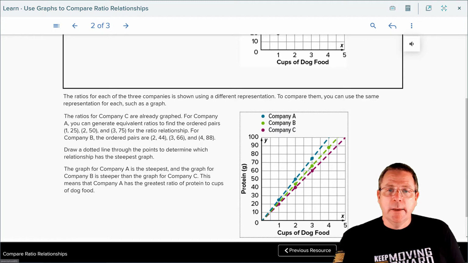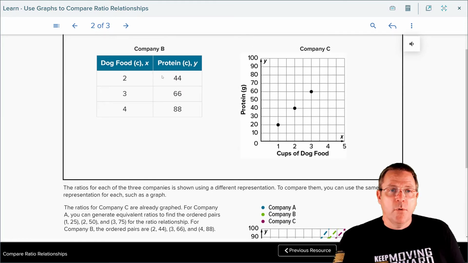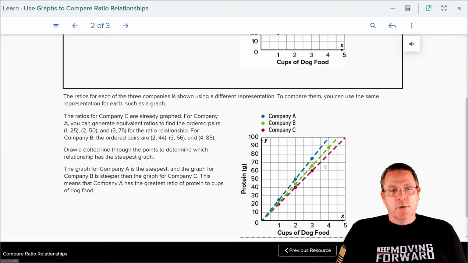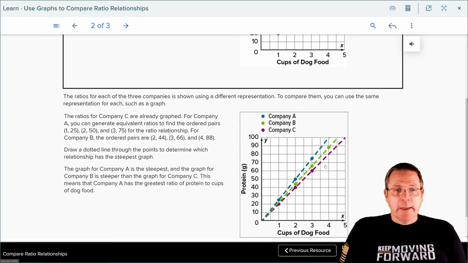Now the company B is our green line, and they gave us 3 point values here that you can see graphed. And then company C, that's the one they gave us to start off with. So you can just take a quick look at that graph, and you're going to see that company A is the steepest line. It goes up higher, quicker than the other two companies. You can also see that company B is a steeper graph than company C. This means that company A is going to have the greatest ratio of protein to cups of dog food. Company B, well, they're going to come in second place. And you know what we call second place, right? Second place is first loser.